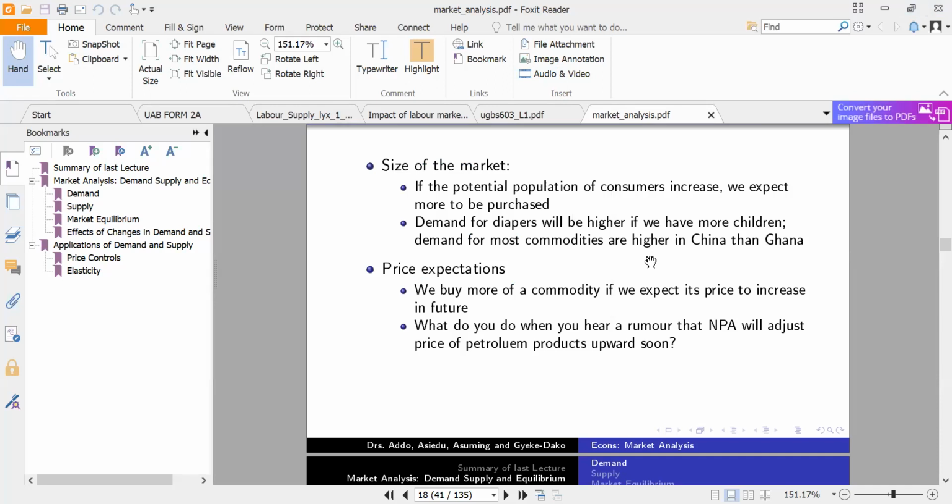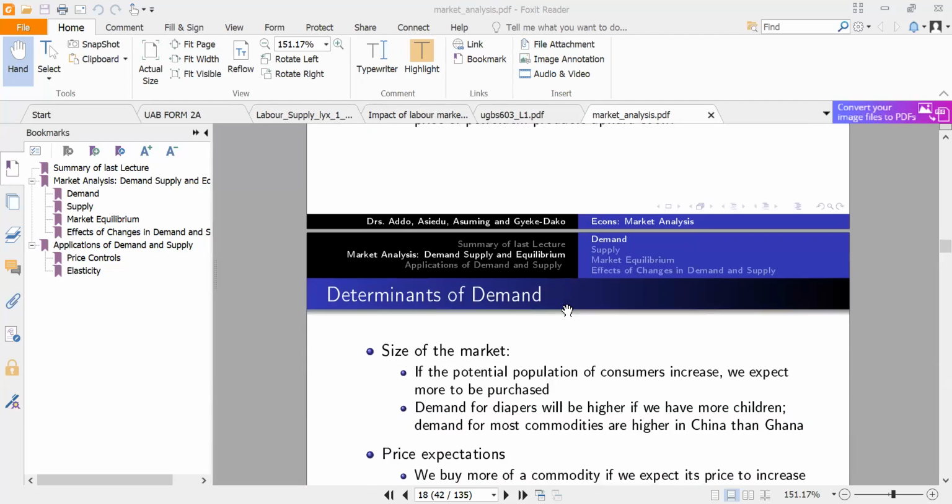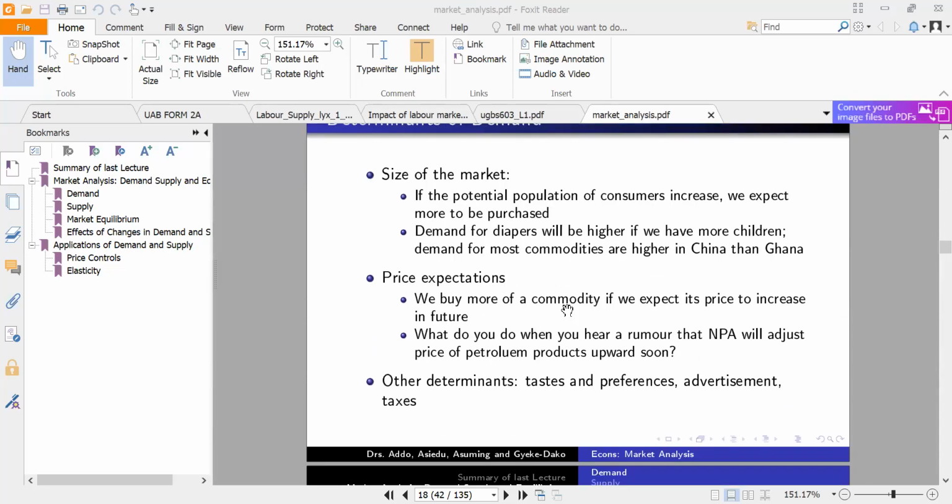Okay, so price expectation. If we are expecting that by 5 p.m. today the price of fuel will double, what do you think will happen? People will just shut down their computers and go and fill up and look for extra gallons. So it's expectation. When you hear a rumor that petrol price will increase, you demand more now and try to save up. So expectation is very important in economics.